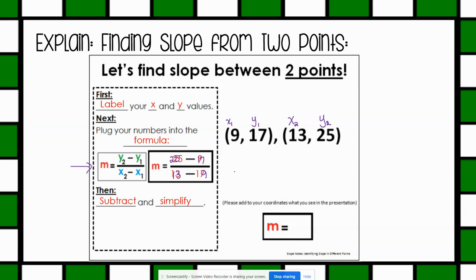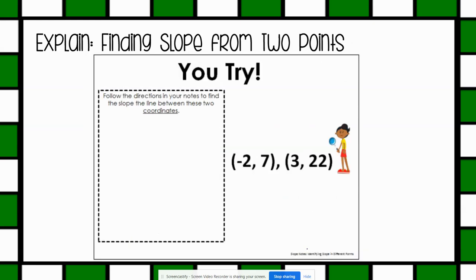Well, when you do 25 minus 17, you are going to get 8. And when you do 13 minus 9, you're going to get 4. Well, 8 divided by 4 gives us 2, so that means that our slope is 2. Now you try this one.